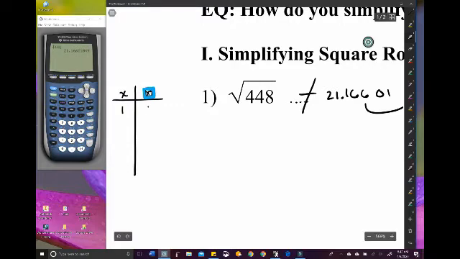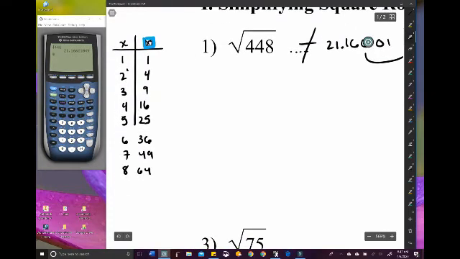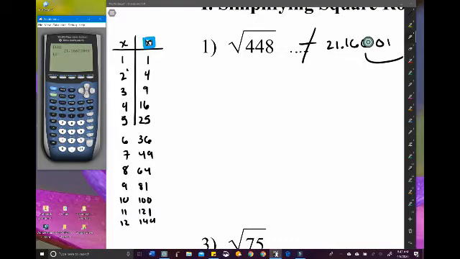Just know 1 squared is 1, 2 squared is 4, 3 squared is 9, 4 squared is 16, 5 is 25, 6 is 36, 7 is 49, 8 is 64, 9 is 81, 10 is 100, 11 is 121, and 12 is 144. Yes, there's more. You can always just type those in your calculator. 13 squared is 169, and so forth. So get used to recognizing these different numbers.